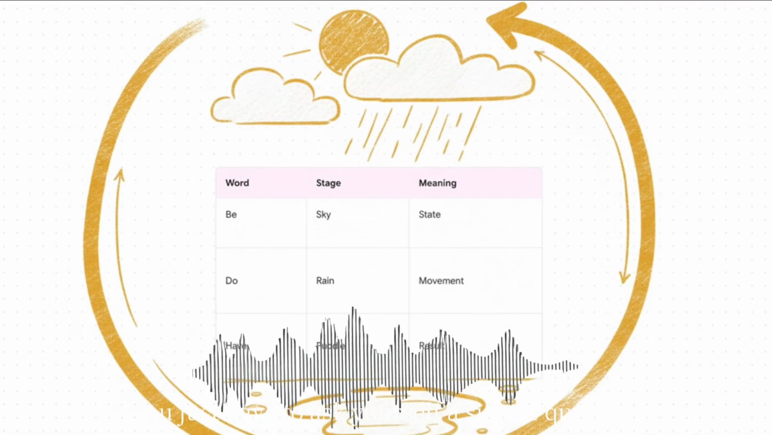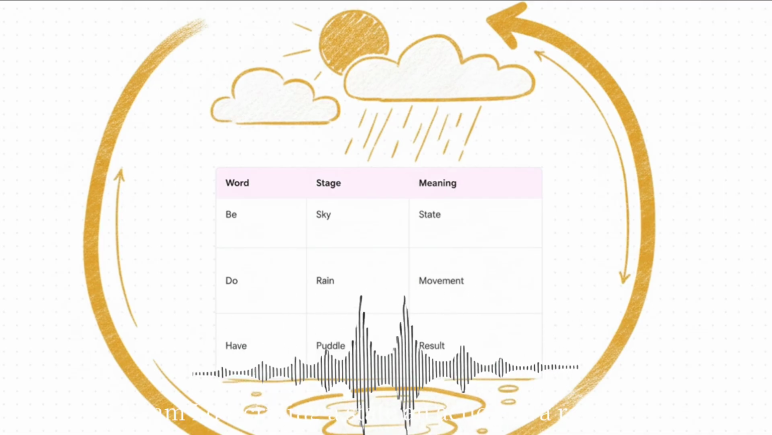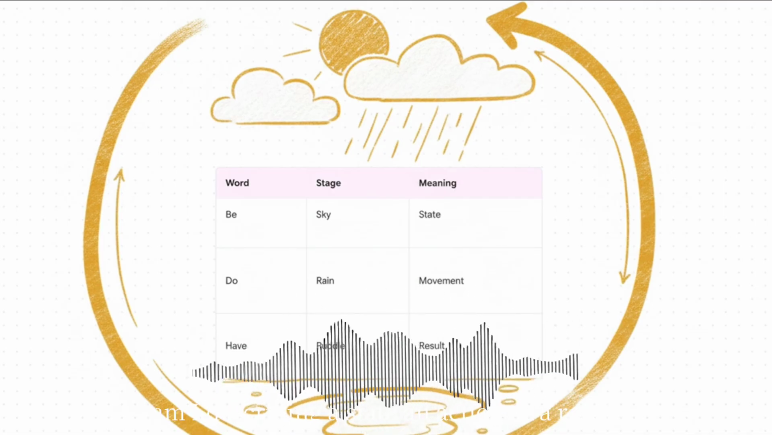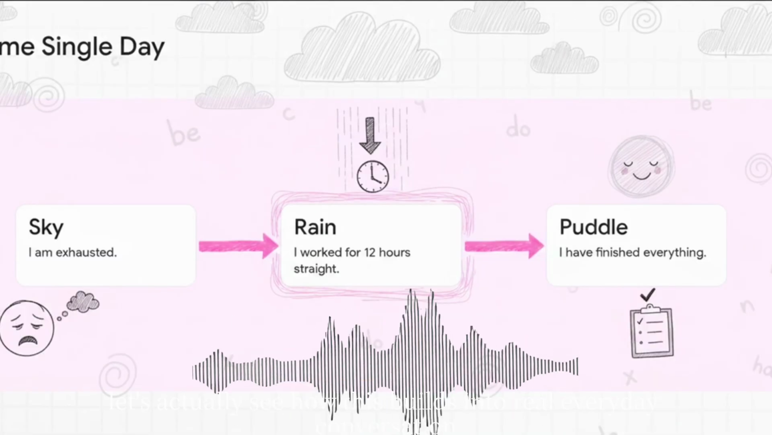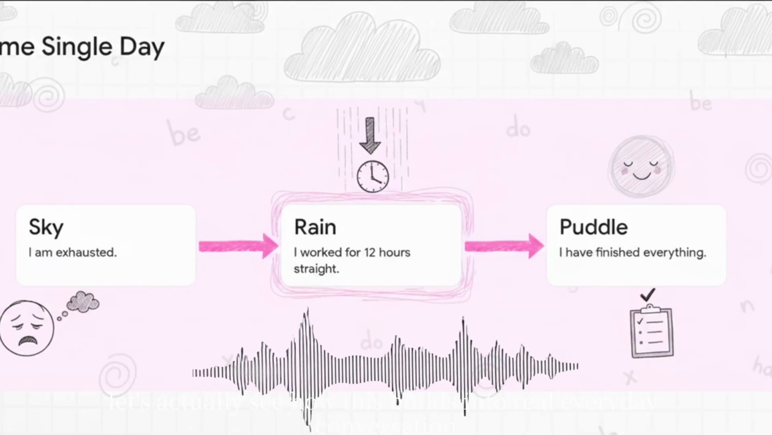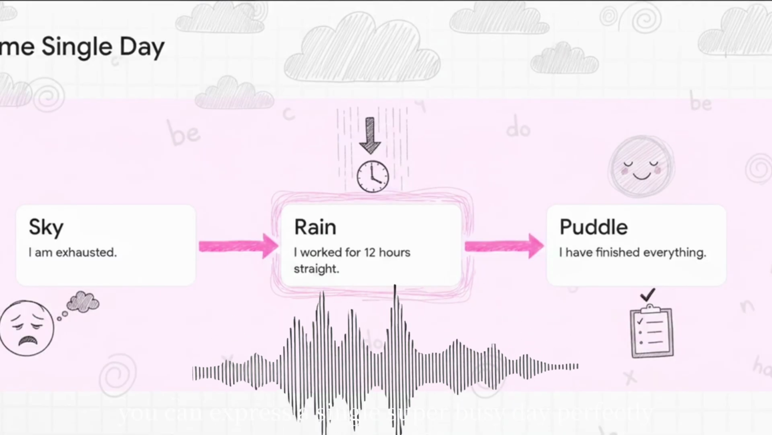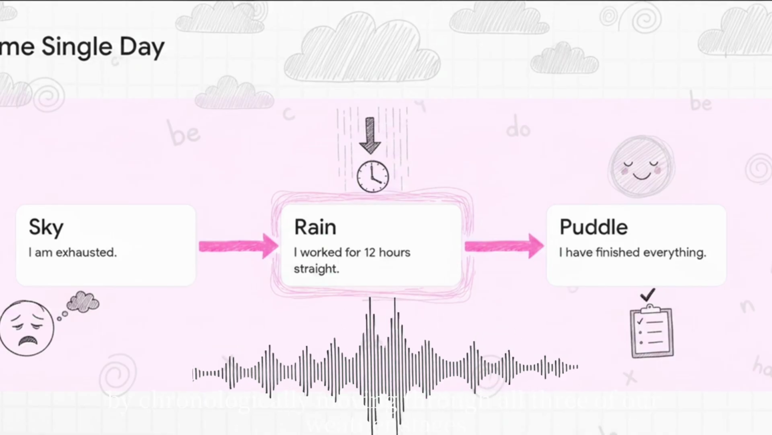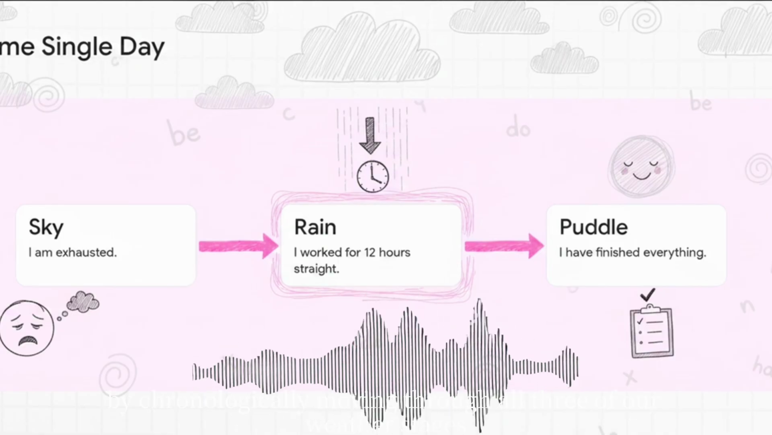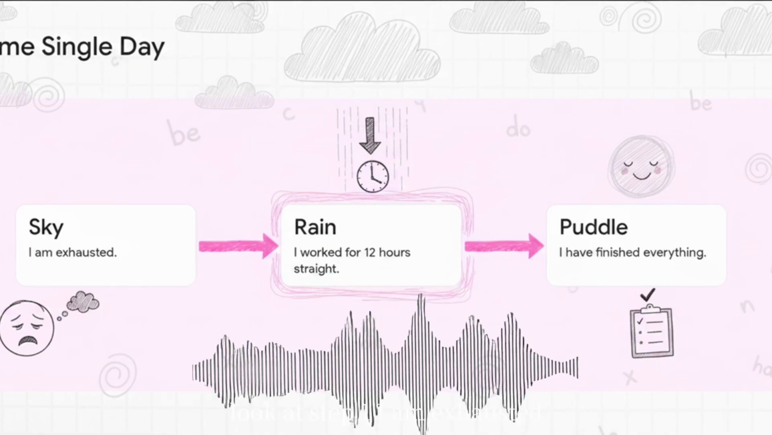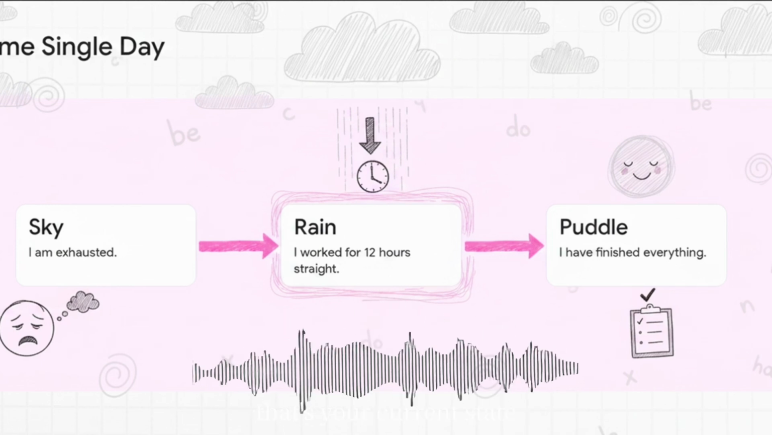You just have to ask yourself a simple question. Am I describing a state, an action, or a result? Let's actually see how this builds into real everyday conversation. You can express a single super busy day perfectly by chronologically moving through all three of our weather stages. Look at step 1. I am exhausted. That's your current state, pure sky.